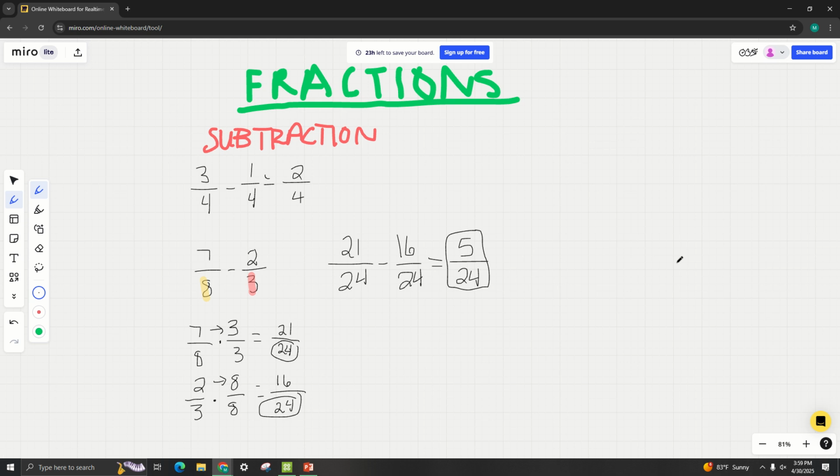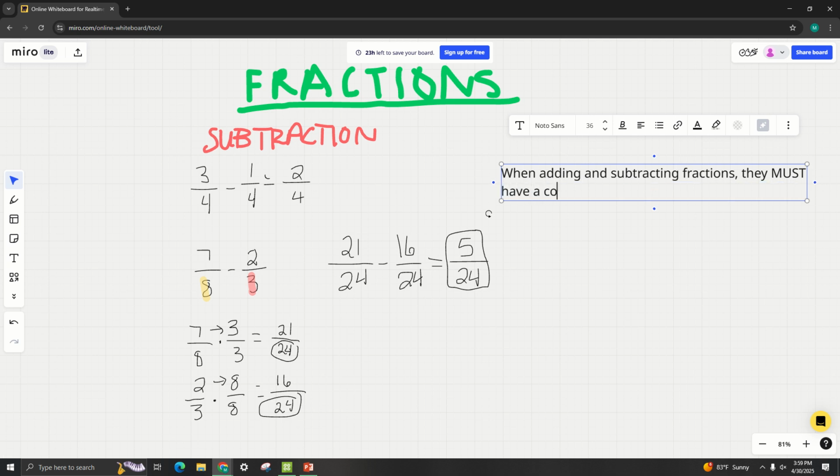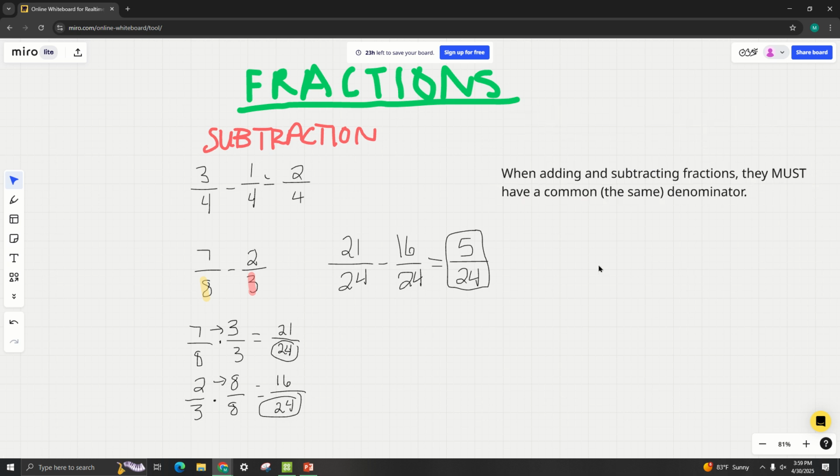It's just kind of extra steps because you have to make sure, and I'll type this out again, that they have that common denominator. So when adding and subtracting fractions, they must, all caps, have a common, which means the same, denominator. They must have a common denominator. We cannot add and subtract fractions if they have unlike or different denominators.